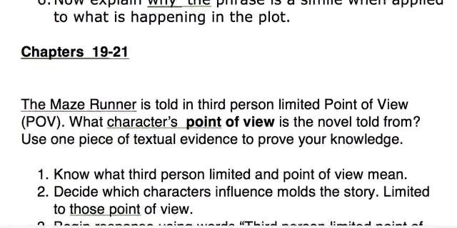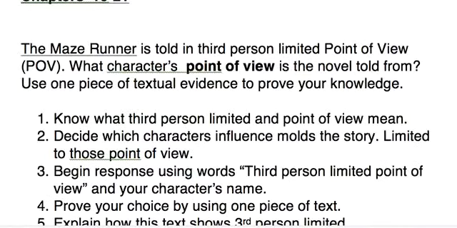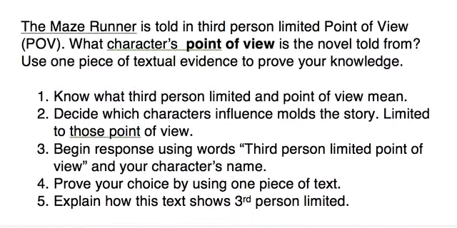Transitioning on to chapters 19 through 21, this section talks about point of view. The novel The Maze Runner was told in third-person limited point of view. Now, you need to use 1 piece of textual evidence to prove your knowledge of how this novel is written in point of view. So, the steps you need to take are as follows.